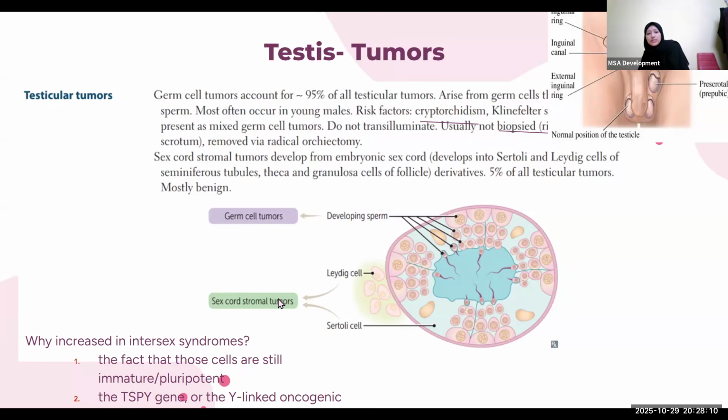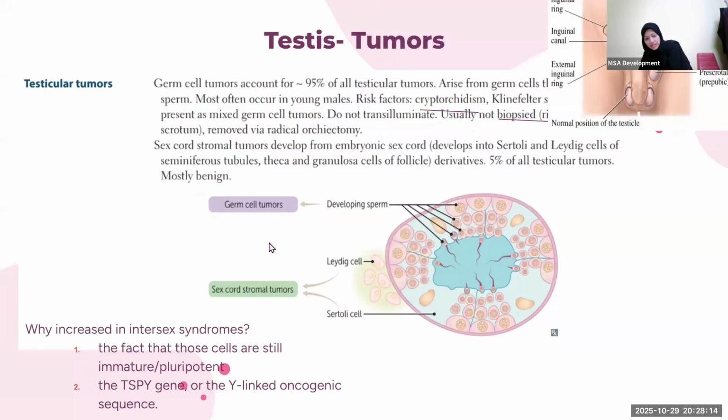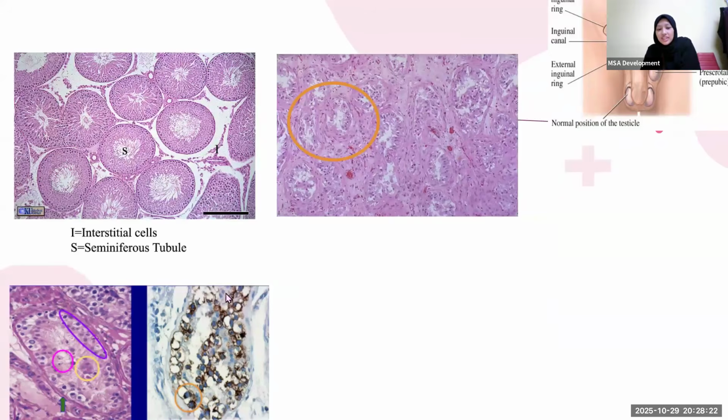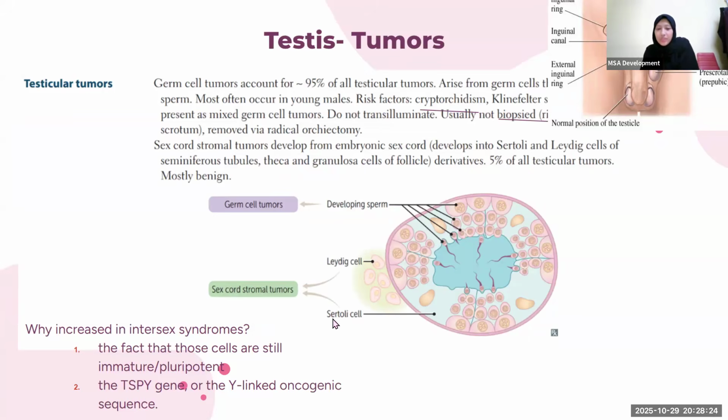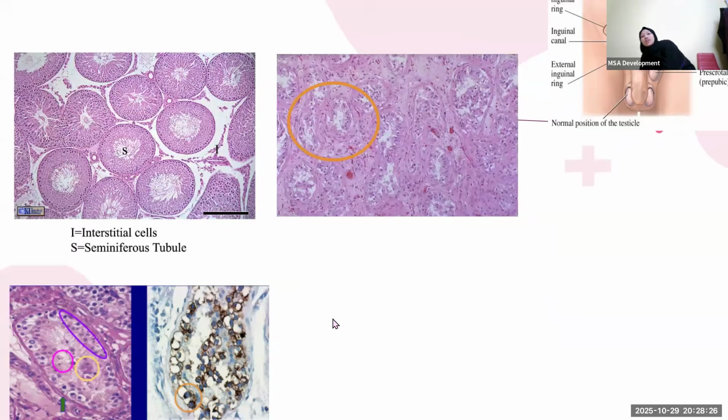Okay, that's mainly it. We'll now talk about the tumors in general. So there are two types of germ cell tumors, and sex cord is Leydig and Sertoli. Before that, I want to talk about cryptorchidism, so not proper descent of the testis.